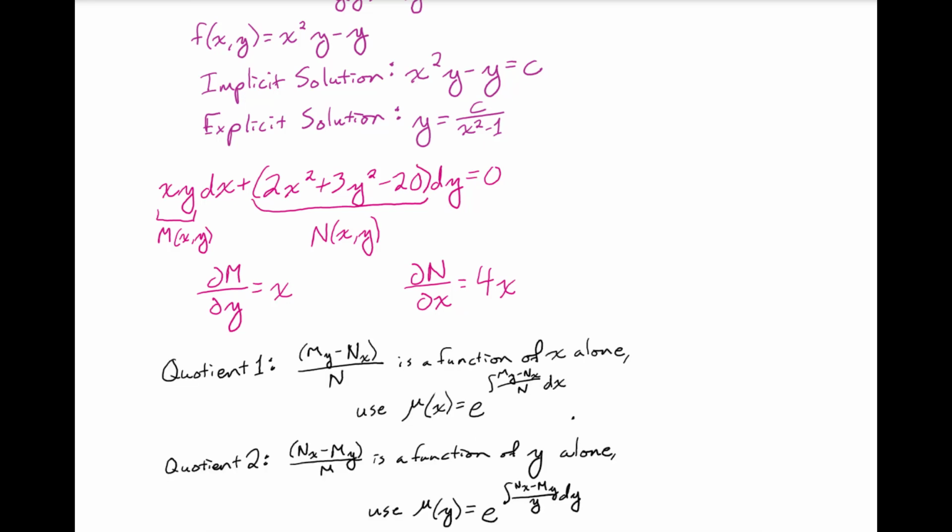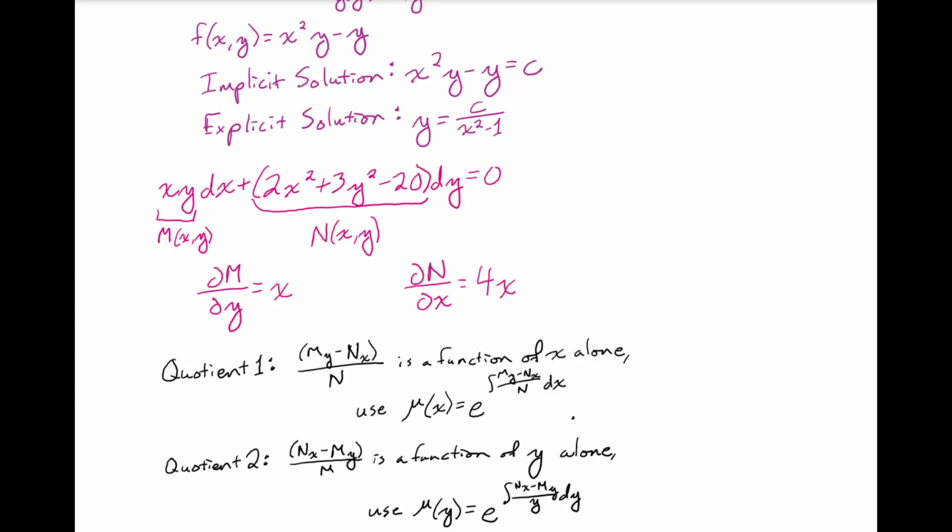So the two quotients that we consider: quotient 1 is M sub y minus N sub x. That's the partial derivative of M with respect to y minus the partial derivative of N with respect to x, divided by N. If that is a function of x alone, then we use an integrating factor mu of x equals e to the integral of that quotient dx.